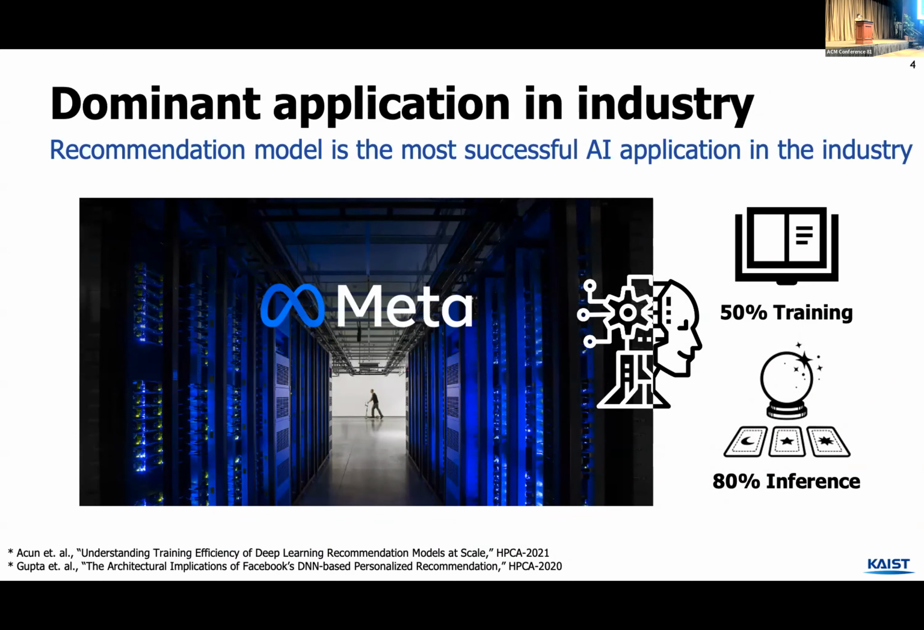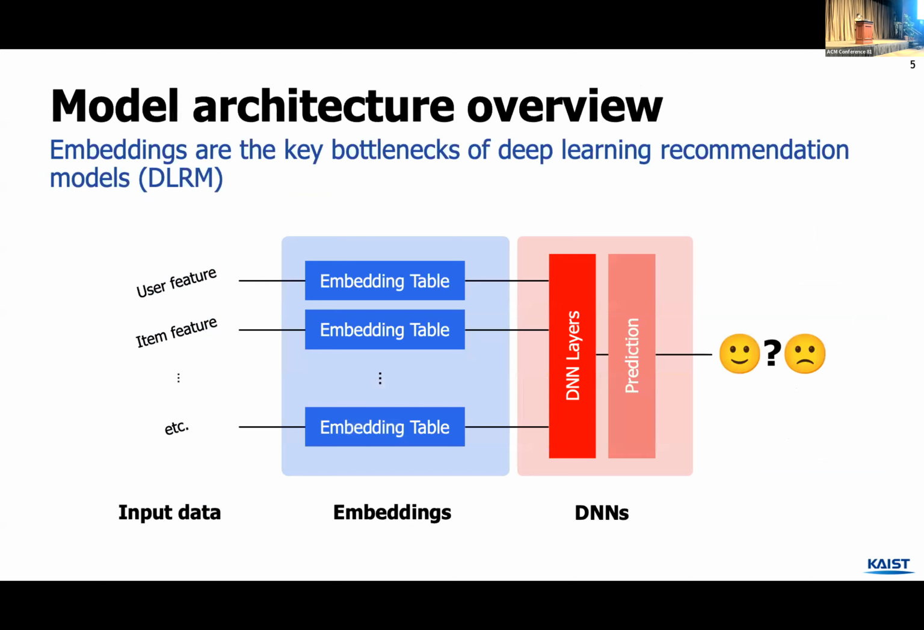In this work, we focus on accelerating these recommendation models, especially for the training side. Let me briefly introduce the model architecture of these deep learning models for recommendations, so-called DLRM. Deep learning recommendation models mostly consist of two parts, embedding layers and DNN layers. Embedding layers are used to learn unique features of each categorical input, such as features of individual users and items. Using those learned features from the embedding layers, the final prediction of preference is made by the DNN layers.